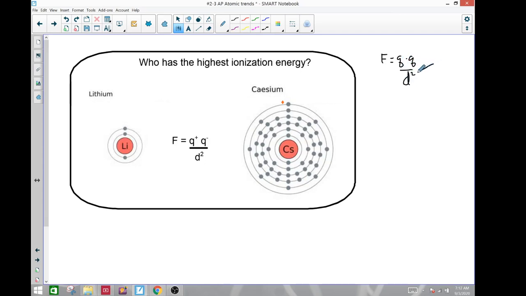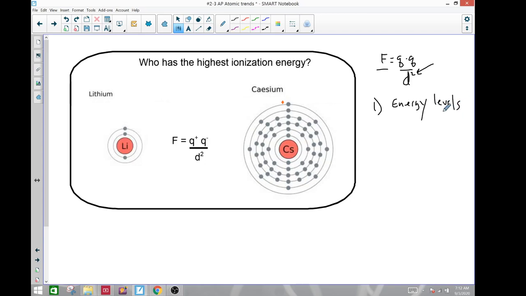And because that distance has a square there, distance makes a big difference, way bigger than just the top numbers. If I double my distance, then this is 1/4 of the force. It's not proportional; it's exponential. So that's where our first rule comes in for energy levels. Energy levels really make a difference as far as distance is concerned.